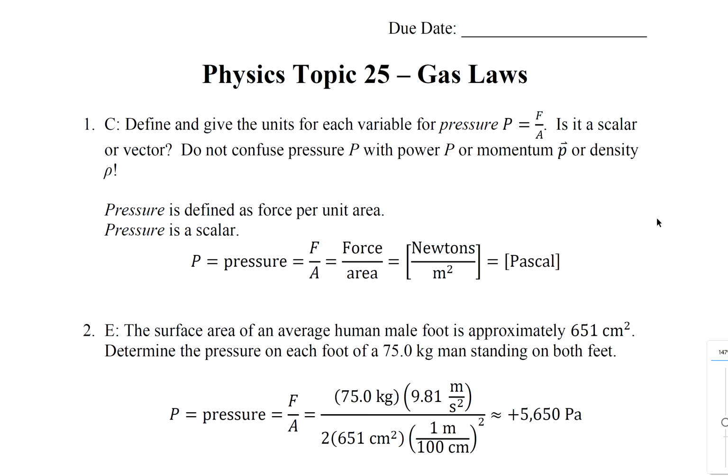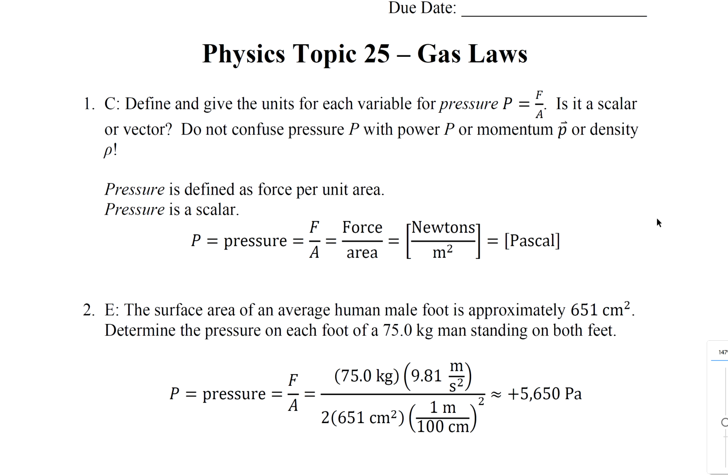Question 1. Define and give the units for each variable for pressure, P equals F over A. Pressure is defined as force per unit area. It's a scalar. It's the total force acting on an object divided by its total surface area from that force. It has units of newtons over meters squared, or pascals.